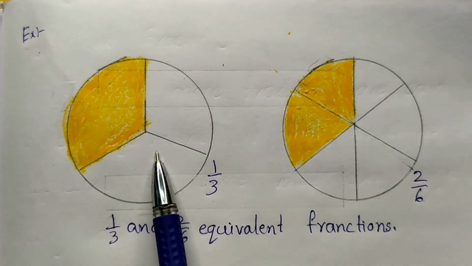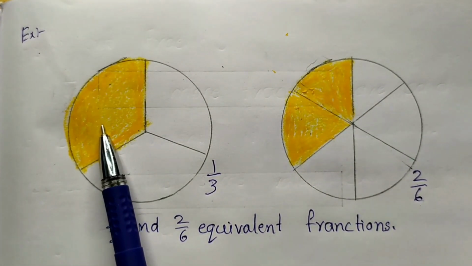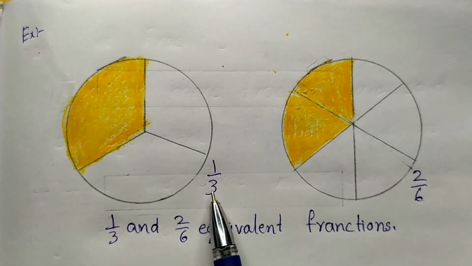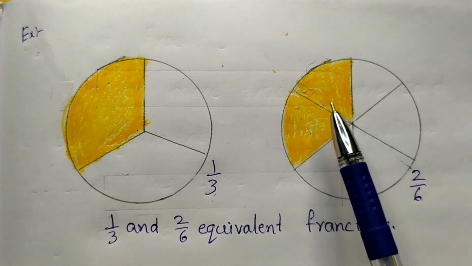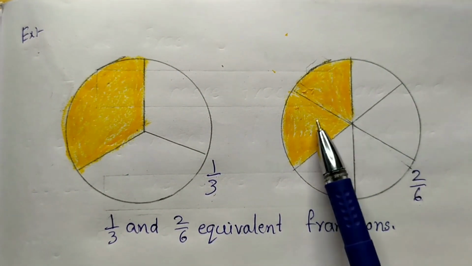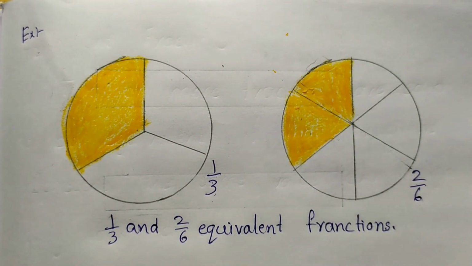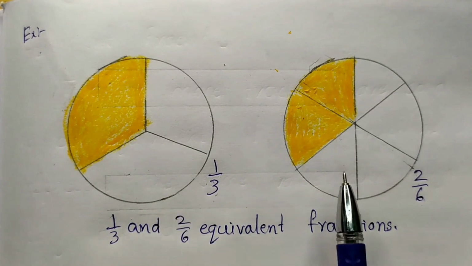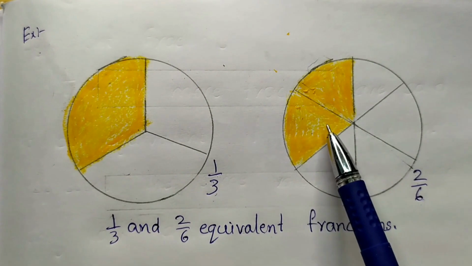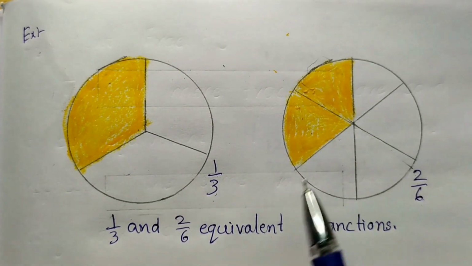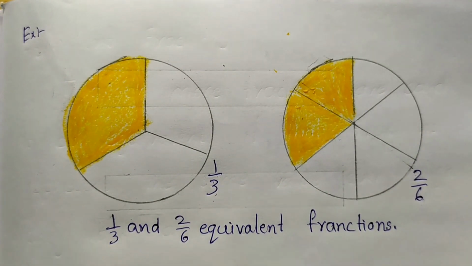The first circle is divided into three parts. We shaded only one part, which means the fraction is 1/3. The second circle is divided into six parts. We shaded only two parts. The fraction is 2/6. Here the circles look different, right? But the area which they represent is the same in both the circles. So here 1/3 and 2/6 are called equivalent fractions.